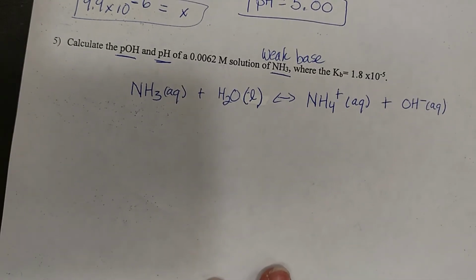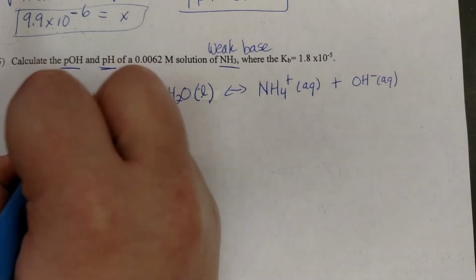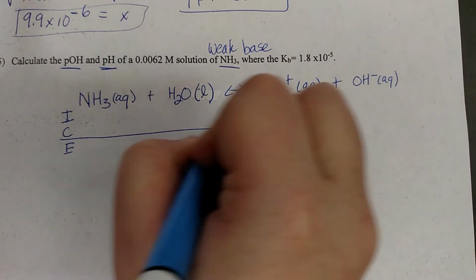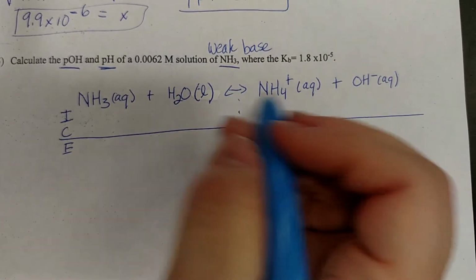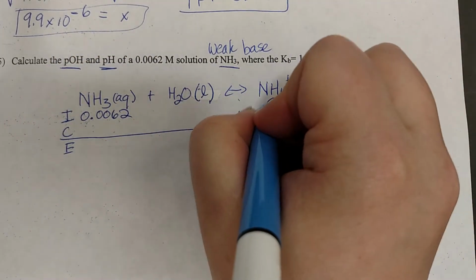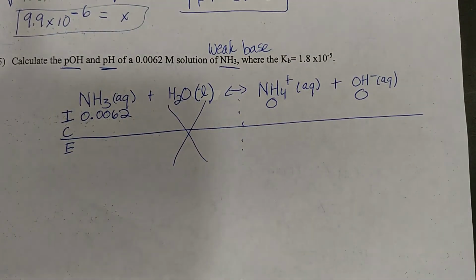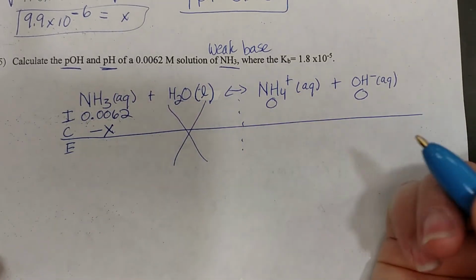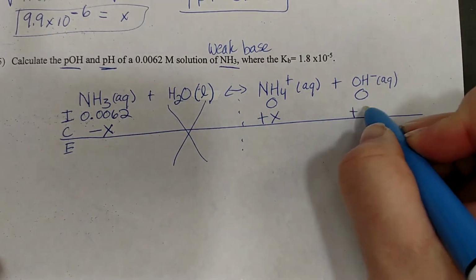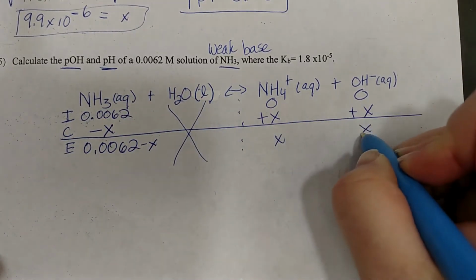Going off my paper. Alright. There we go. So we set up our ice table. We've got our initial concentration of ammonia, 0.0062. We have no products. And we can go ahead and ignore that water completely. It's there to react, but it's not going to affect our equilibrium because it is a liquid. So from here, similar process. We don't know how much is going away, so we have minus x. We add x to the other side. 0.0062 minus x, x, and x.